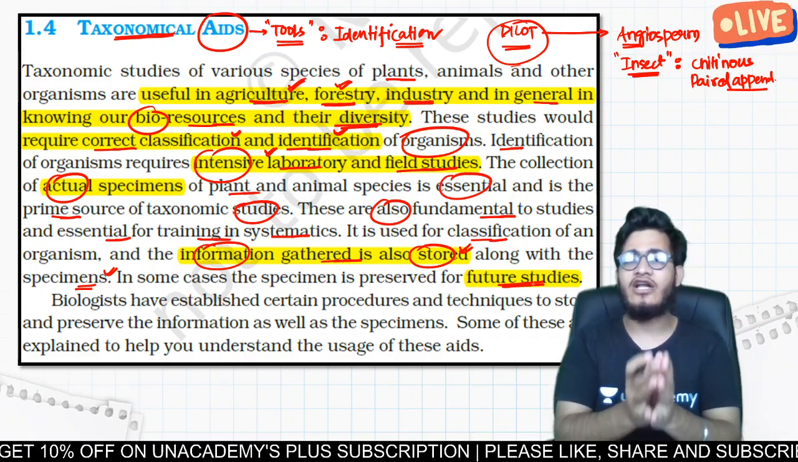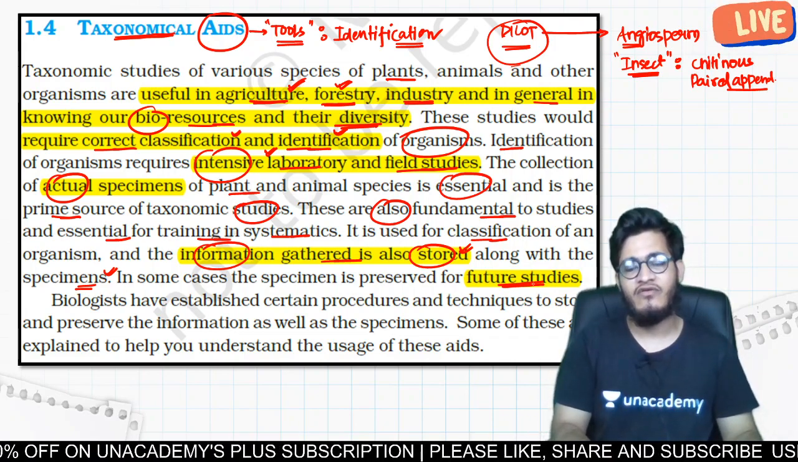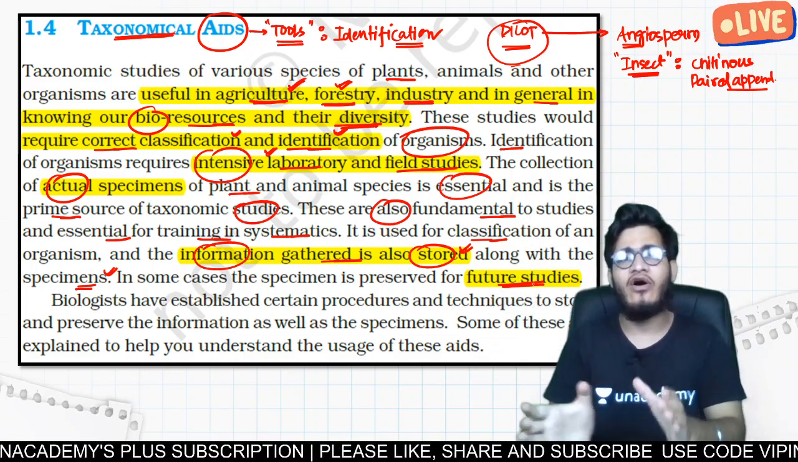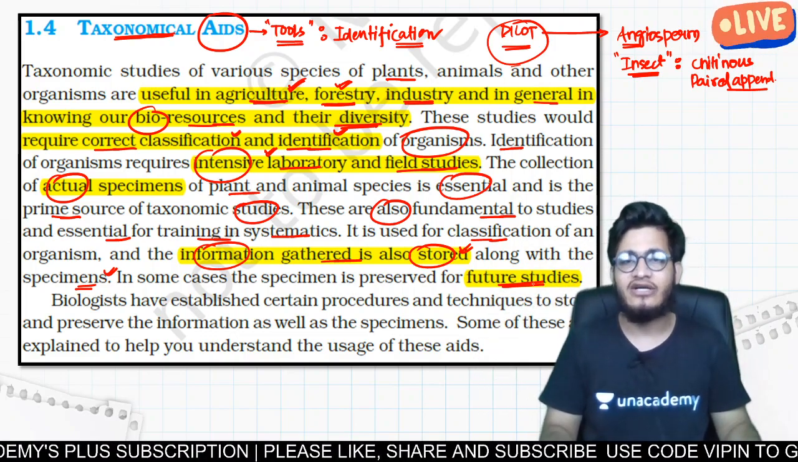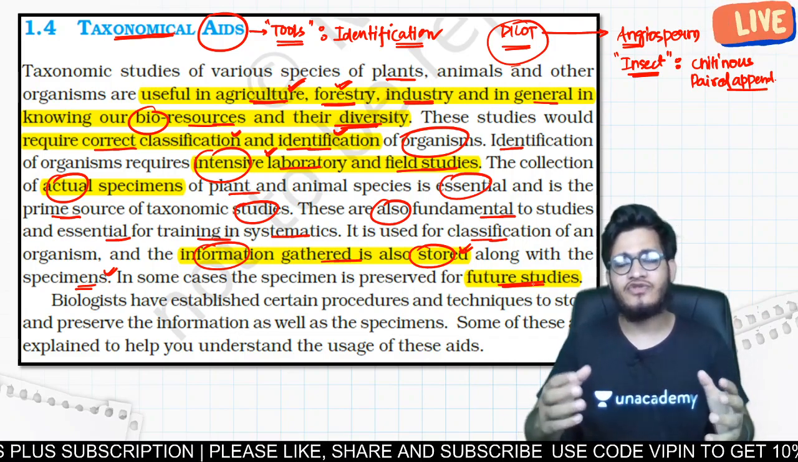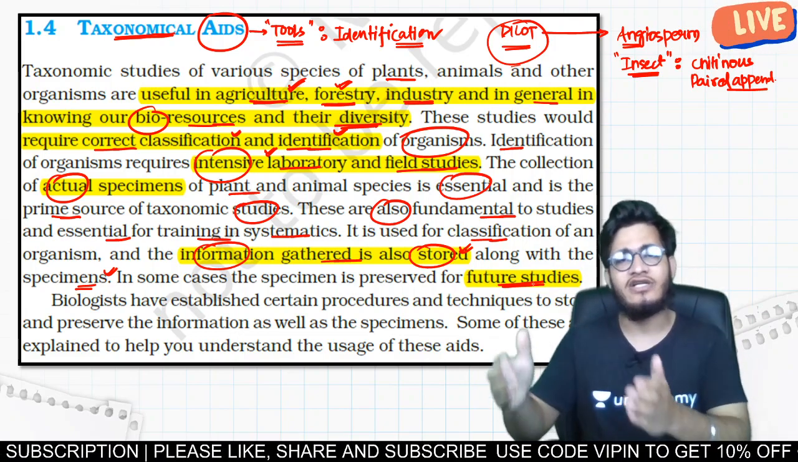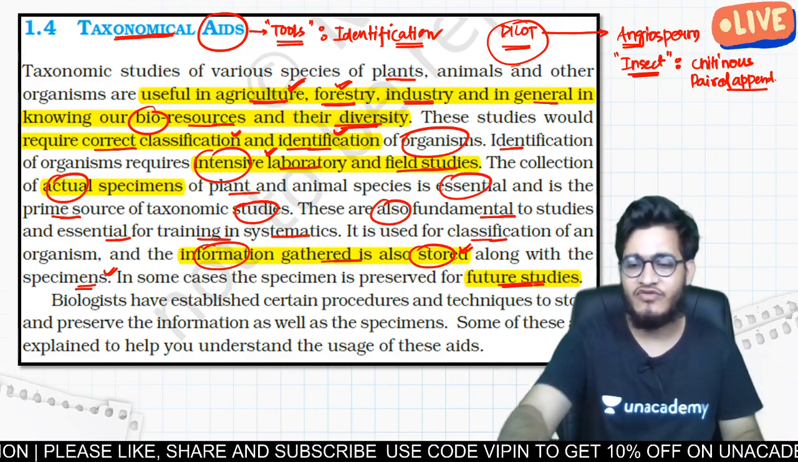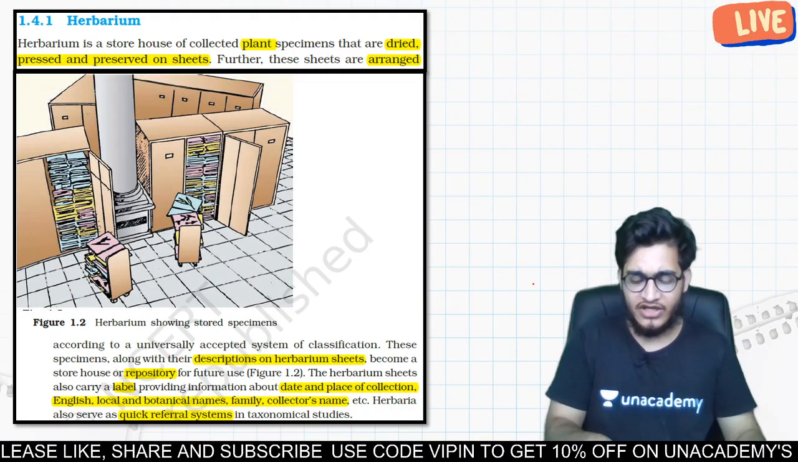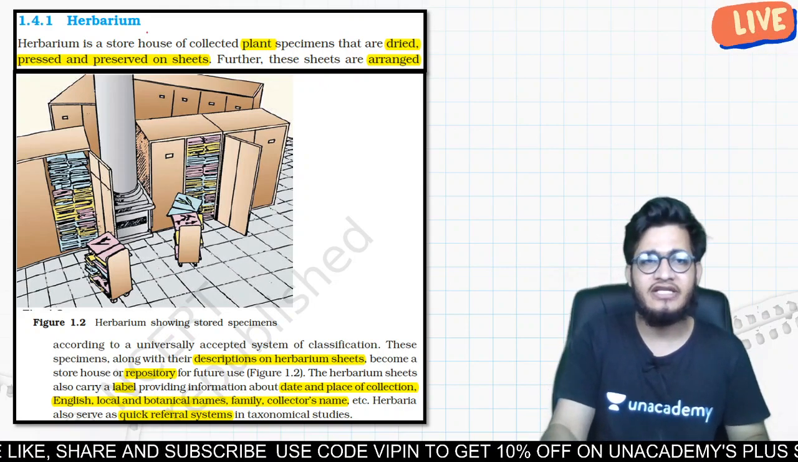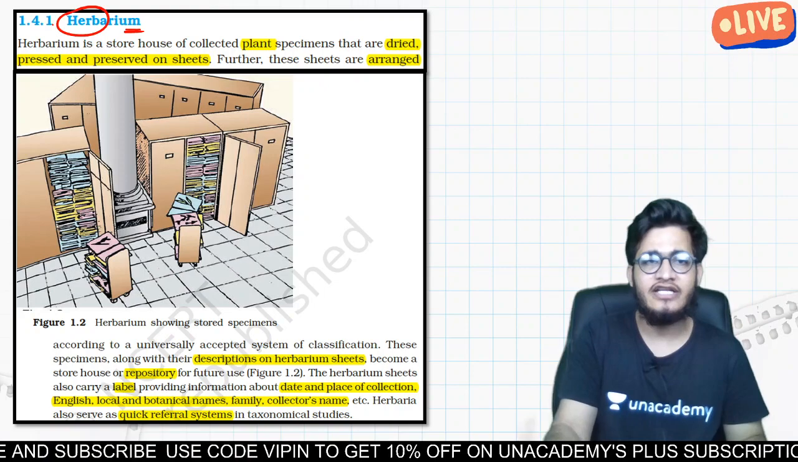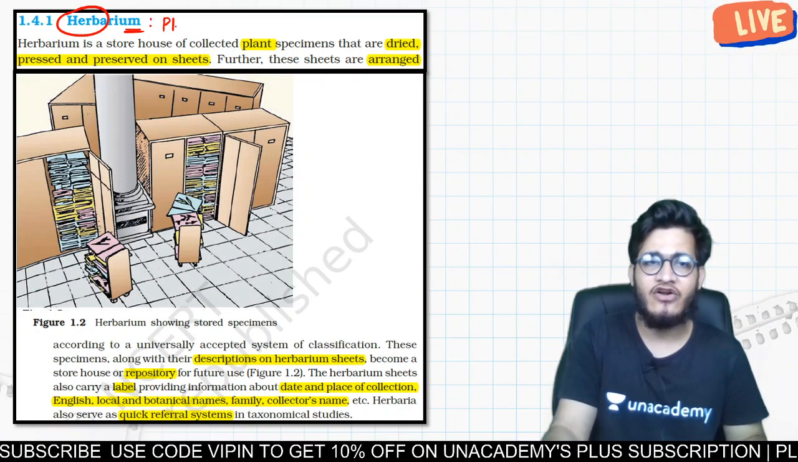So there are a lot of tools in taxonomy where the specimens are preserved along with their data and the information gathered, so that a lot of students or researchers coming after the main researchers could have a look at the data which is stored. So the very first type of taxonomical aid that we basically use is the herbarium. In herbarium there is the word herb, and herbs are a kind of plant.